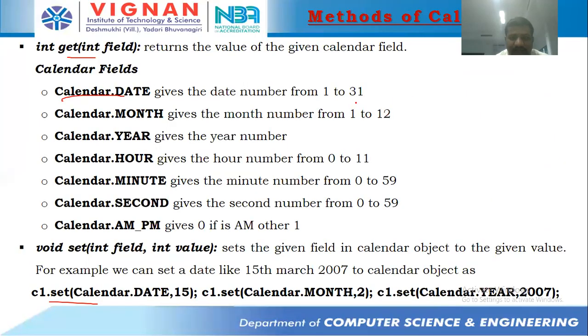Calendar.DATE gives us the date. That means it doesn't give a complete date, month, and year. It gives only the date, 1 to 31. And Calendar.MONTH gives us the month number, but it doesn't use 1 to 12. It gives 0 to 11. Suppose if it is May, it gives us 4. We need to increment it by 1, because it takes January as 0, February as 1. They say 1 to 12, but it is exactly 0 to 11. YEAR gives us the year number, and HOUR gives us the current hour, then minutes, then seconds, and AM_PM gives us 0 if it is AM, otherwise it gives us 1.